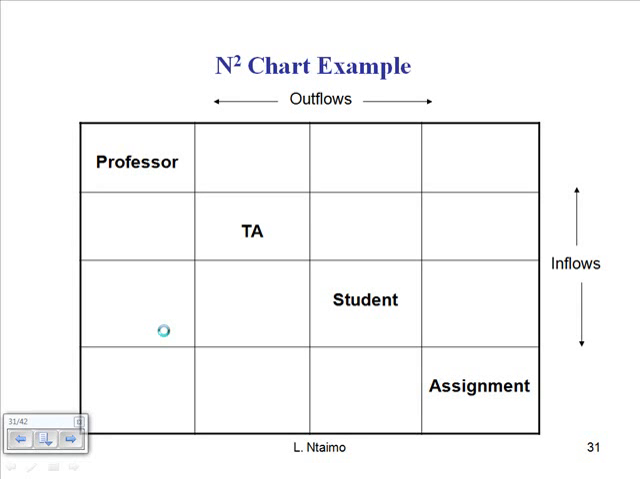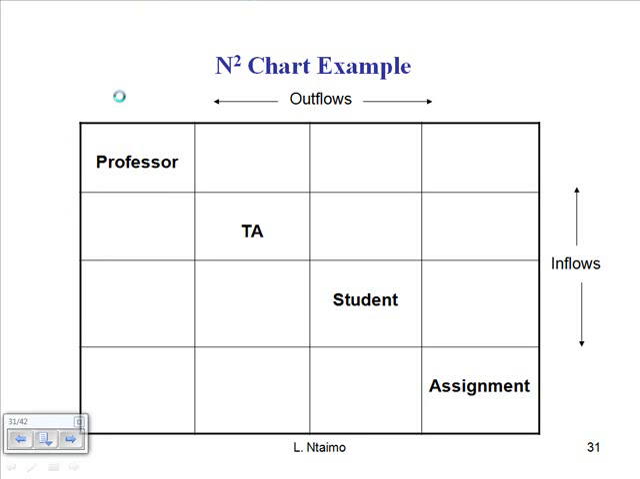So I'm going to have you help me do this one. I'm interested in studying the relationships between professor, teaching assistant, student, and assignment. In general, we're going to have entities that are going to represent parts of a system, or subsystems of a system, or components of a system. So in this case, you can think of it as a people system or organizational system.